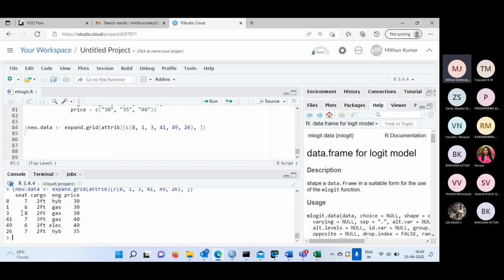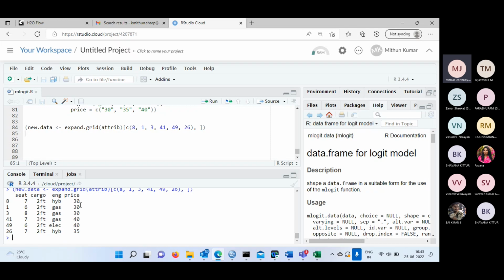Let's move on to the third one. There is another feature wherein there may be a car which has, let's say, 8-seater, 2 feet cargo, gas engine type, and 30. So like this, how many do you see? 1, 2, 3, 4, 5, 6 different records are there. What is the market share for each of these? Which combination, which car having certain characteristics commands the highest market share? That is what we are interested in.